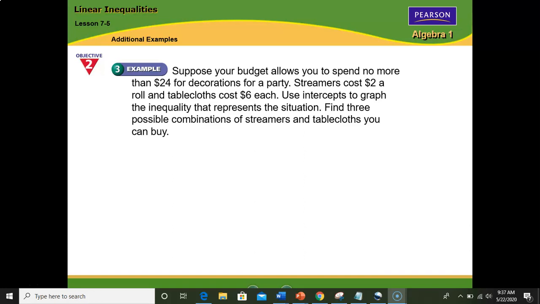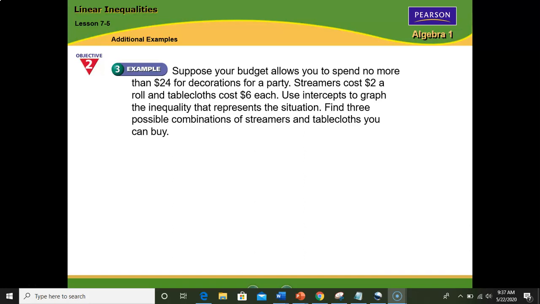It says, suppose your budget allows you to spend no more than $24 for decorations for a party. Now, when a word problem tells you no more than, at least, fewer than, greater than, more than, those are all phrases that we use to represent inequalities. When it says no more than $24, that means that you can spend up to $24, including $24, because no more than means up to and including that value. But you can't spend anything more. You can't spend $24.25. You can't spend $25. Anything over $24, you don't have enough money for.